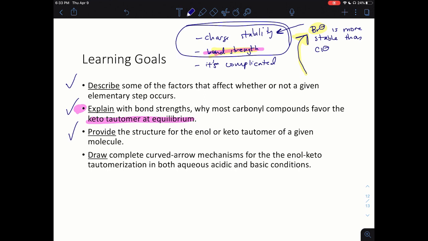And then finally, probably the hardest is to draw those complete curved arrow mechanisms for the keto-enol tautomerization in both aqueous, acidic, and basic conditions. So in acidic conditions, you're going to protonate first. Protonate means make a bond to hydrogen. And in basic conditions, you're going to deprotonate first. And just let that guide you. Okay, time to practice.